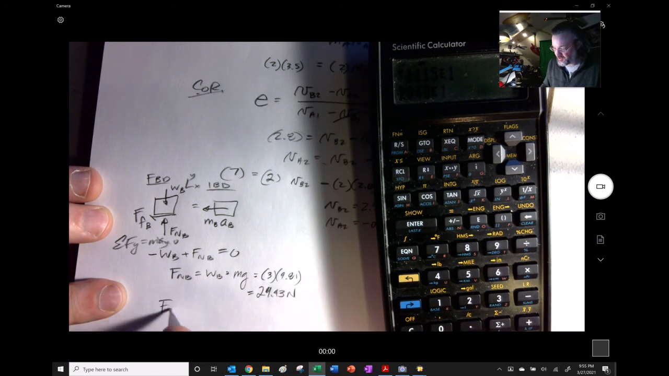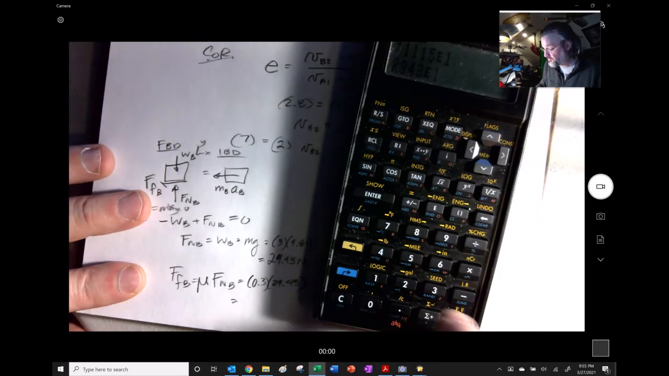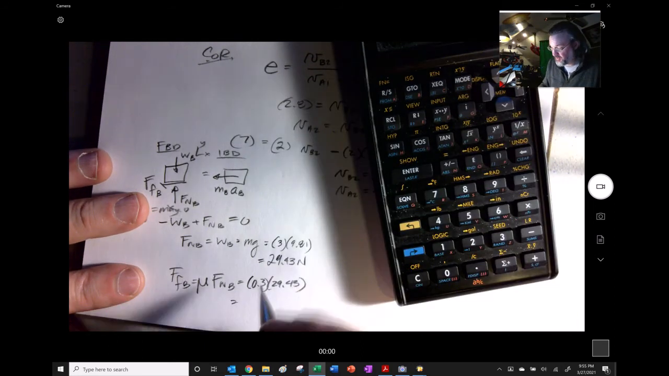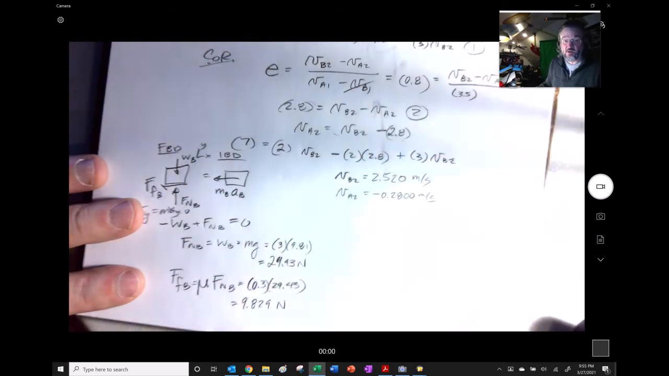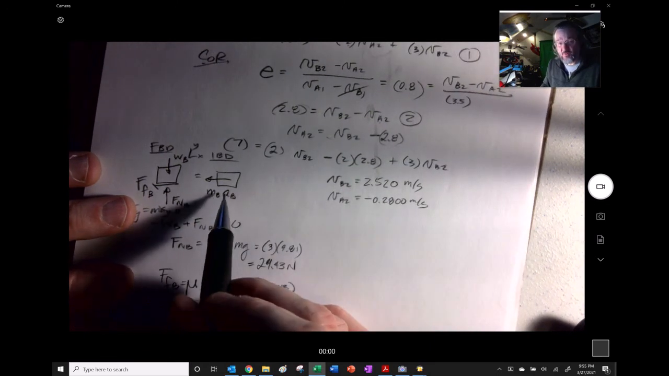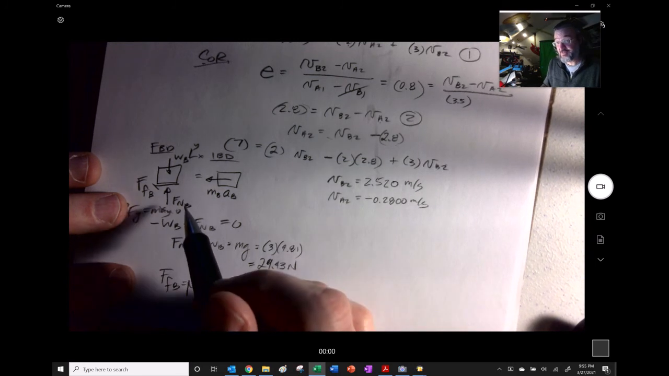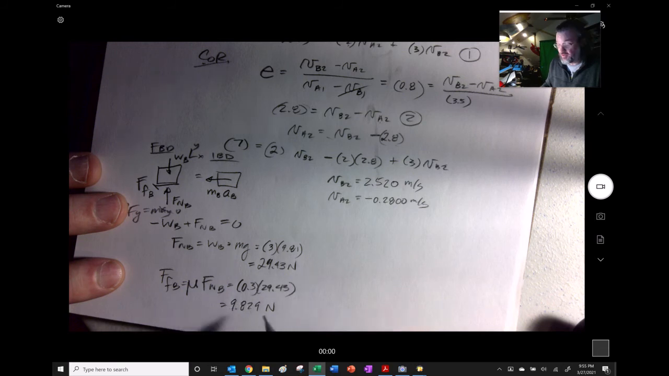And then the friction on B is going to be mu times F_NB. I said 0.3 times our 29.43, and we have 8.829 newtons. Now, what a lot of people do is they would have found out what this acceleration is, and there's nothing to stop you. The friction force is constant, so the acceleration is constant, and then they would figure out what the time is going to be after they found that.